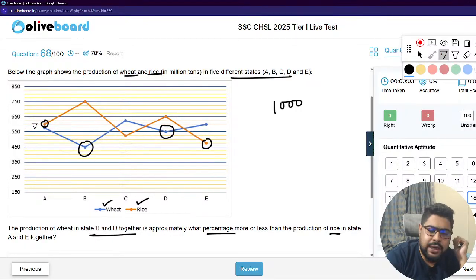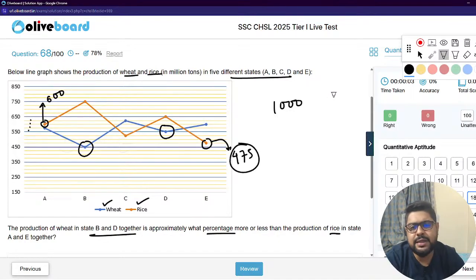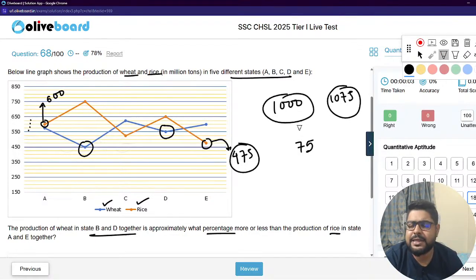Okay, sir. What are these values? 550, with a gap of 1, 2, 3, 4. 4 gaps is 100, that means every gap is 25. So this is 600. And this value is 1 gap above 450, that means 475. So total is 1075. So it is less by 75, a gap of 75. Than what? Always the base will be whatever comes after 'than', the production of rice, that means than this thing.